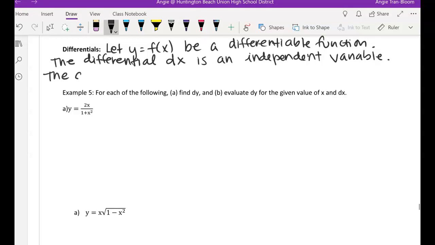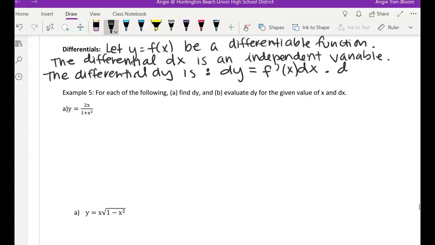The differential dy is dy equals f prime of x times dx. dy depends on both x and differential dx. Okay.